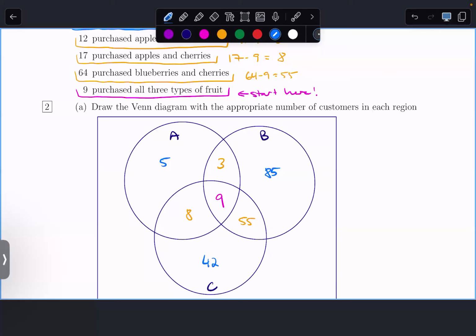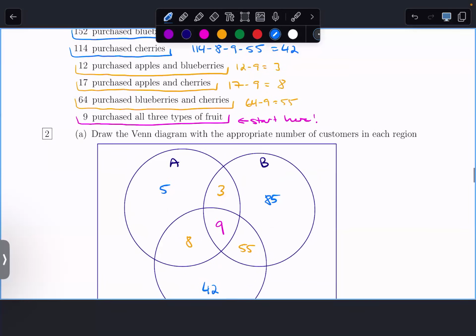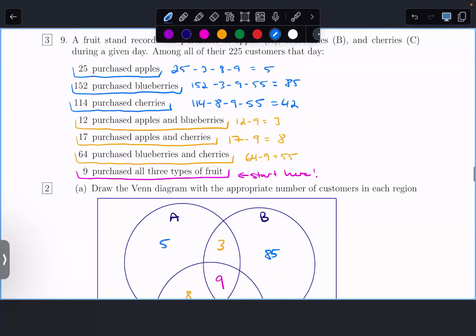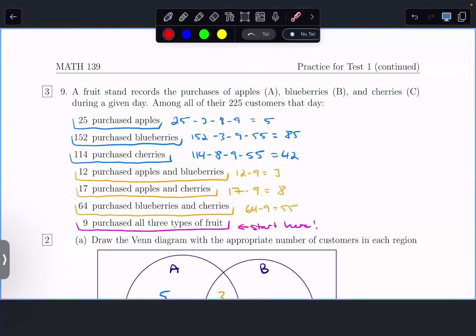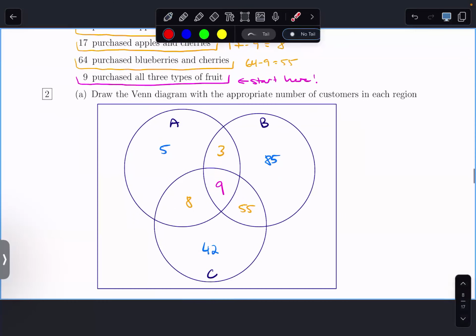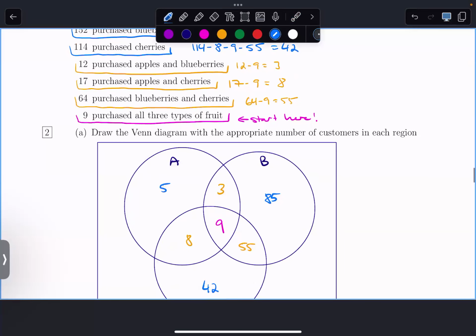There's another region. All the customers who didn't buy any of these fruits, there are probably other fruits. That's okay, jams, ciders, juice, whatever. 225 is the total area of the entire universal set.